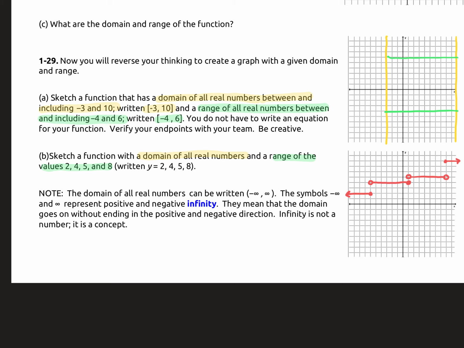There are others, and maybe you found them, and that's great if you did. I'd love you to share them with me. And then make sure you read the note below. We've already kind of talked about that in the previous problem.